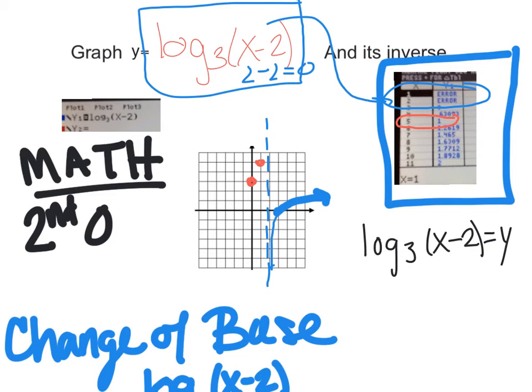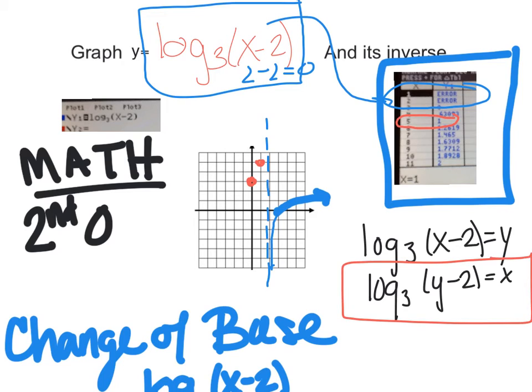So there's my equation. I'm going to switch my x's and y, so that's log base 3 of y minus 2 equals x. And then the whole idea was you had to convert to exponentials. Like I said, it's been a long time since we've done this. Maybe expect to see this on a quiz. We're going to convert to exponential.